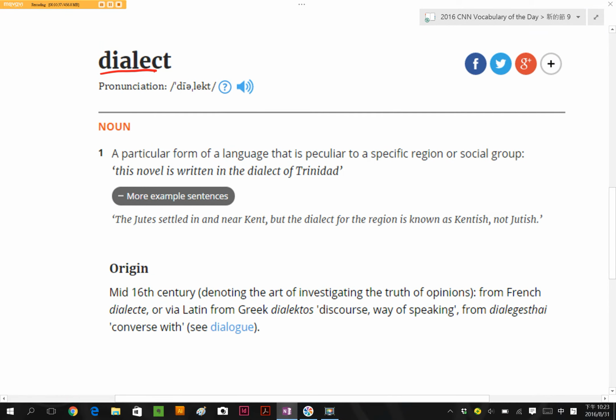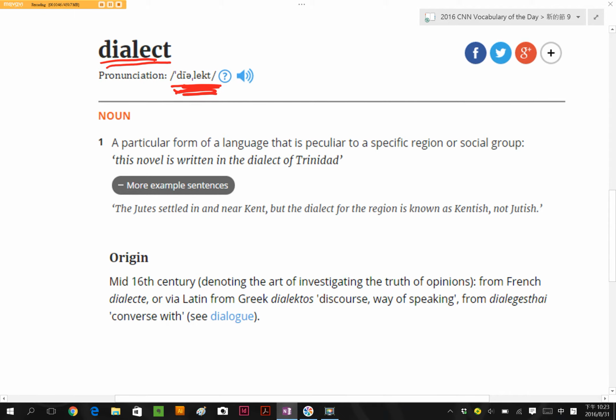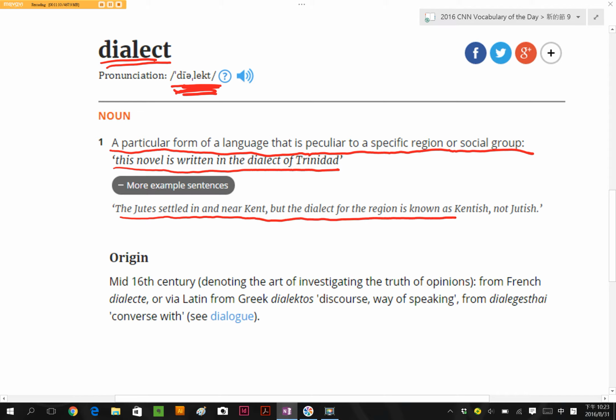And the second vocabulary word, dialect. Noun: a particular form of a language that is peculiar to a specific region or social group. This novel is written in the dialect of Trinidad. More example sentences: The Jutes settled in and near Kent, but the dialect for the region is known as Kentish, not Jutish.